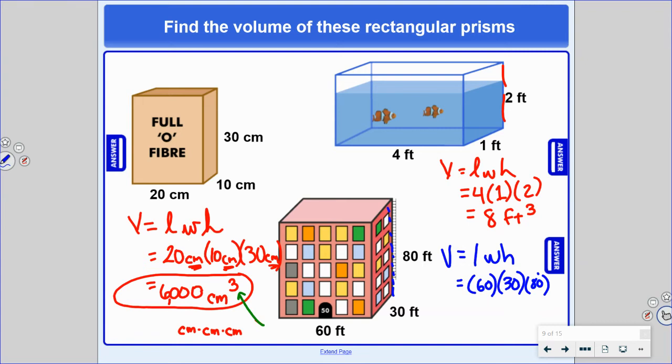Multiply 60 times 30 times 80, and you will get 144,000 cubic feet. If that is a building, heating and cooling technicians would need to know the volume of that building so they know how much capacity they need for their heating and cooling systems.